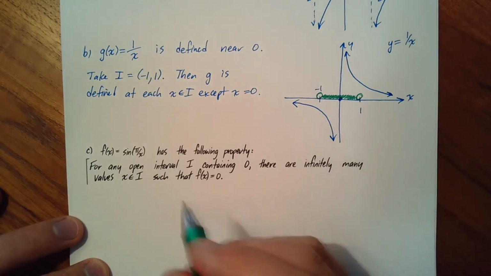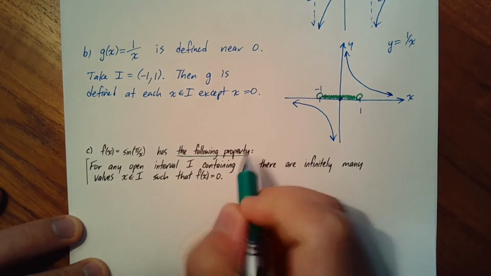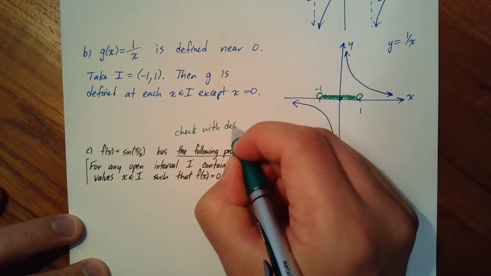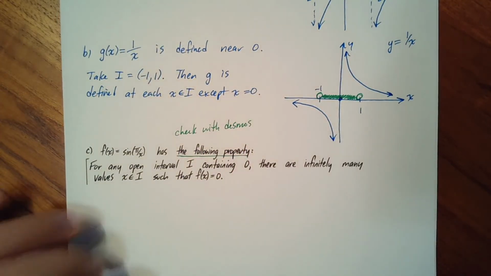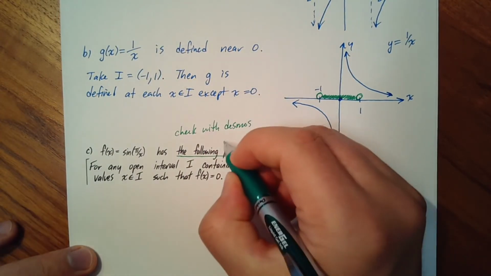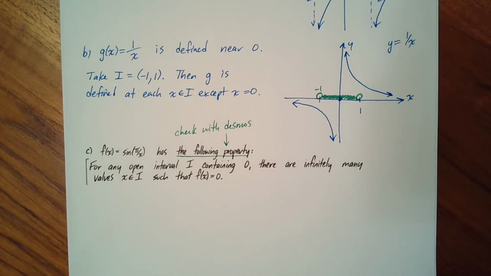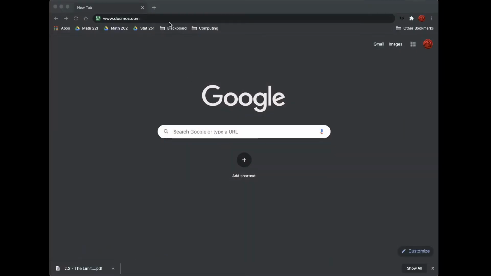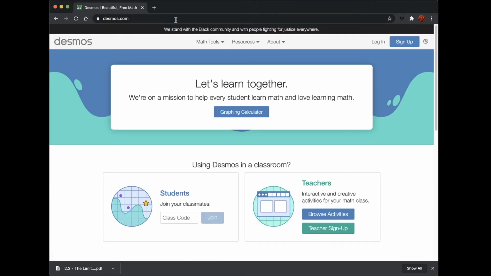I'll underline this and say check with Desmos. You might be able to get this done with a graphing calculator. If you've got one, that's fine too, but I think Desmos really shines here for cases like this. You might spend a lot more time doing it with a graphing calculator. So I'm just gonna pop over to Desmos. So you can see the address is www.desmos.com. If you've never used it before, I highly recommend checking it out. So we'll go ahead and open that up. Then we'll click on graphing calculator.